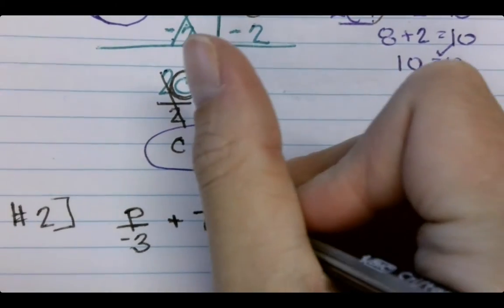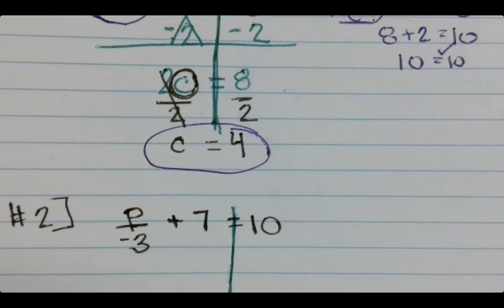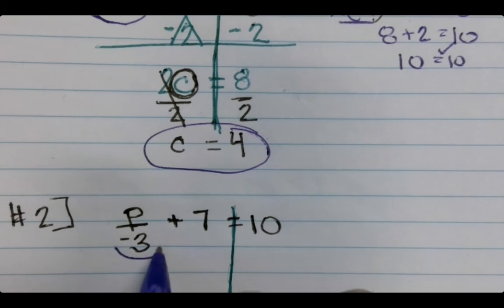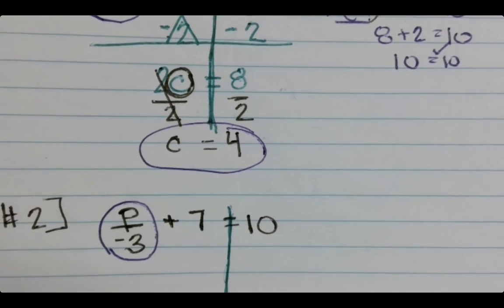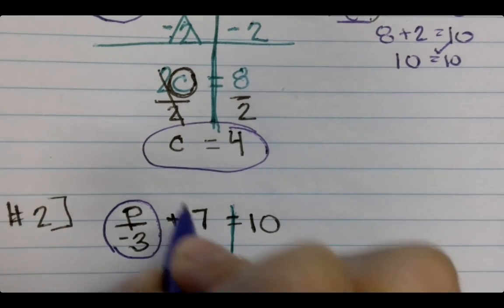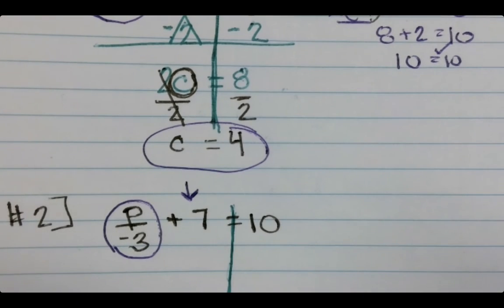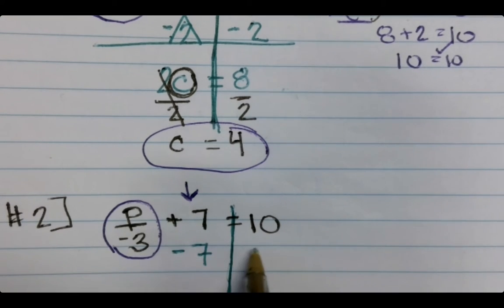So start with your barrier. Is there anything to distribute? No. Is there anything to combine? No. So let's circle the term with the variable, and then let's do the opposite. All right? So this needs to be moved. What is the inverse of that? Minus 7. The inverse of plus 7 would be minus 7.